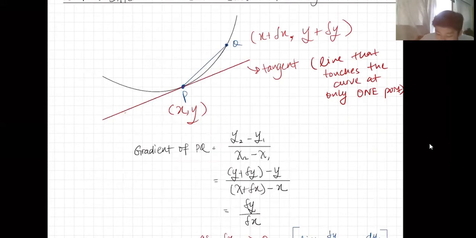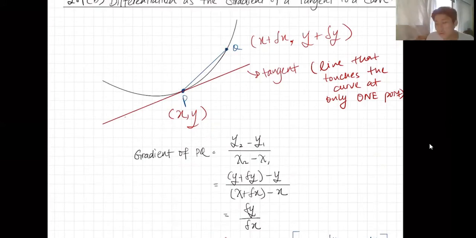Is PQ a tangent? PQ is not a tangent now. What is PQ? PQ is just a line intersecting, meaning cutting the curve at 2 points. As you can see, it's touching the curve at 2 points. So what I want you to think about is, how is this related to differentiation?